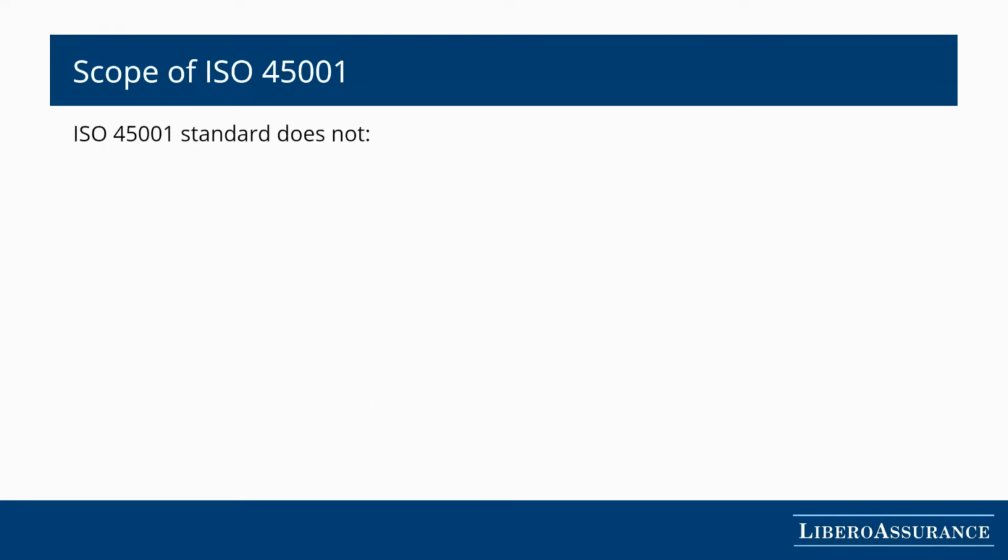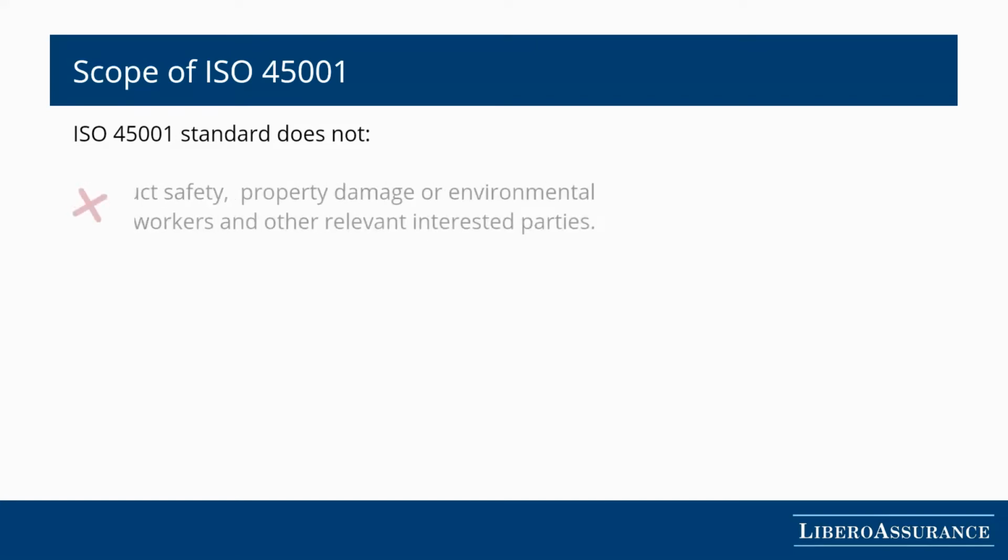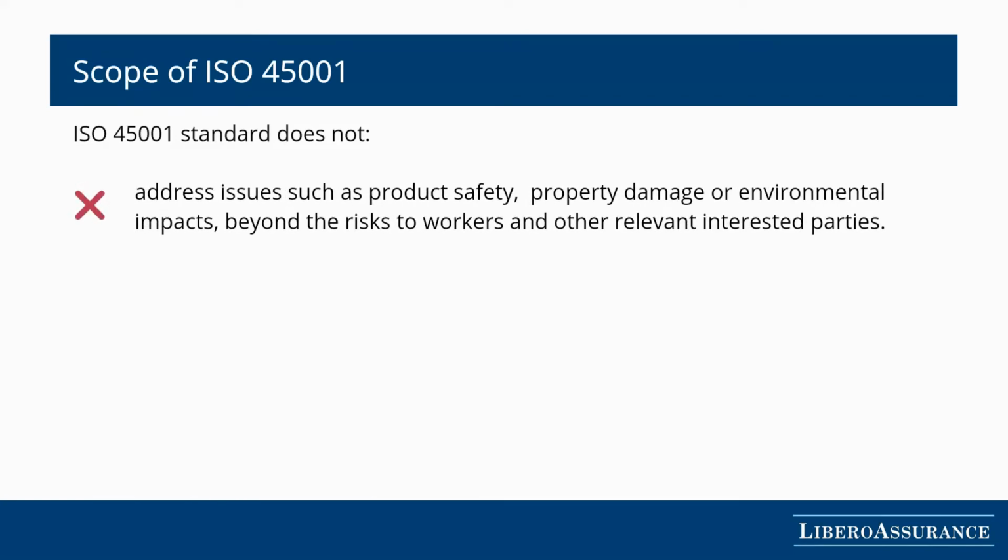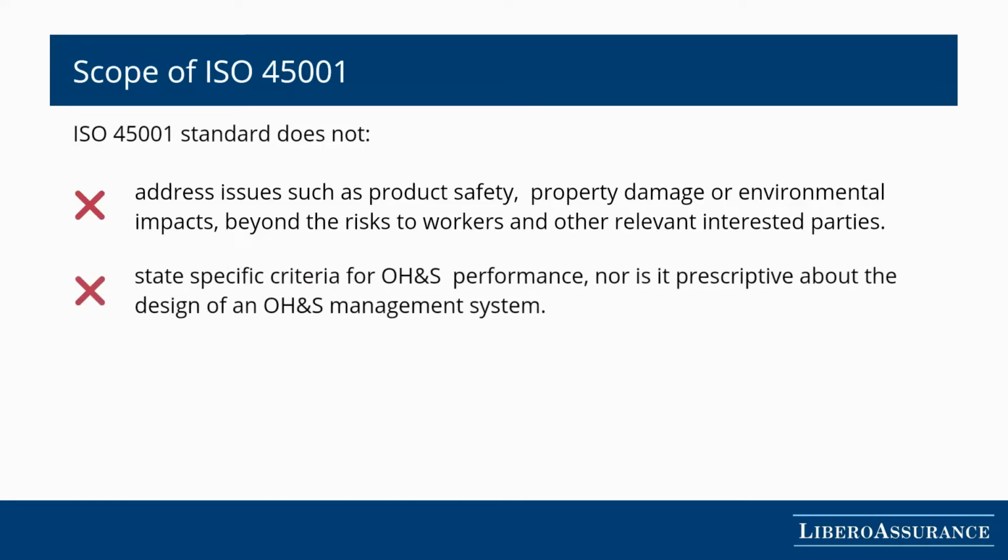It is worth noting that ISO 45001 of 2018 does not address issues such as product safety, property damage, or environmental impacts, beyond the risks to workers and other relevant interested parties. In addition, it does not state specific criteria for occupational H&S performance, nor is it prescriptive about the design of an occupational H&S management system.